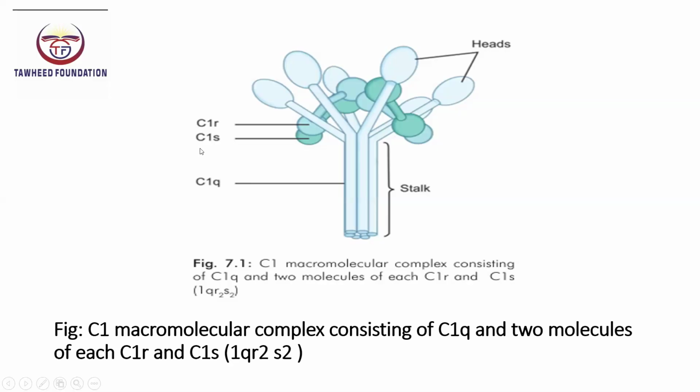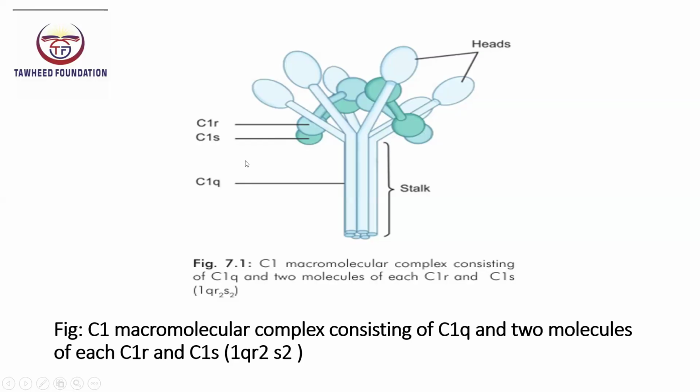C1S is a serine protease enzyme, which means it cuts other proteins at specific sites. C1R and C1S proteins are shaped so that C1R sits at the center with C1S on either end, creating a compact, somewhat eight-shaped assembly. The positioning allows C1R to directly activate C1S when the time comes.